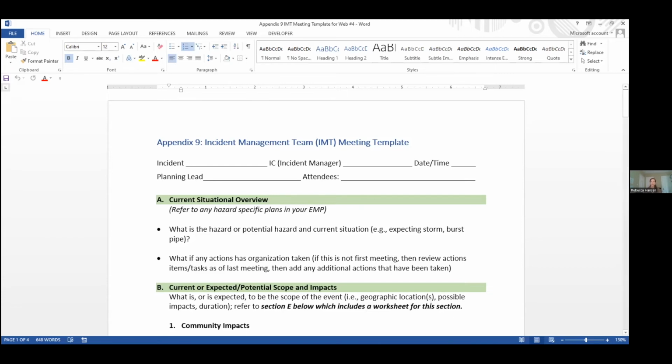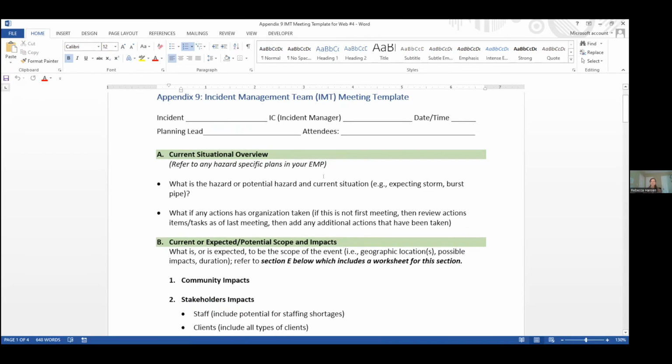So let's look at what those key things are. One is to come together and talk about what is the situation right now? What's going on externally? Is there a storm about to occur or has it already occurred?